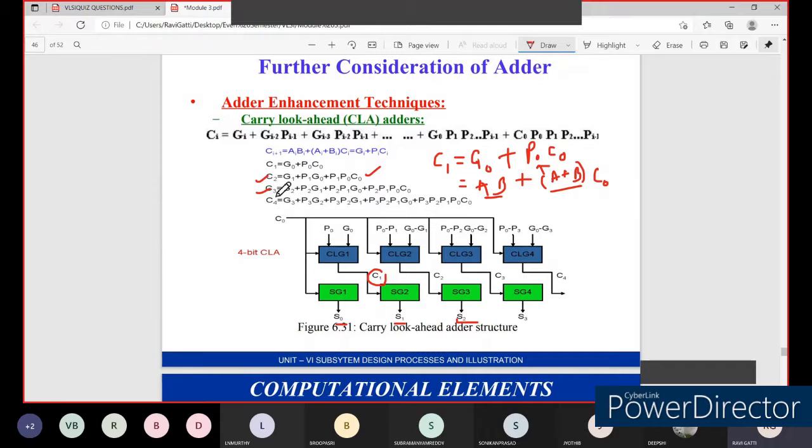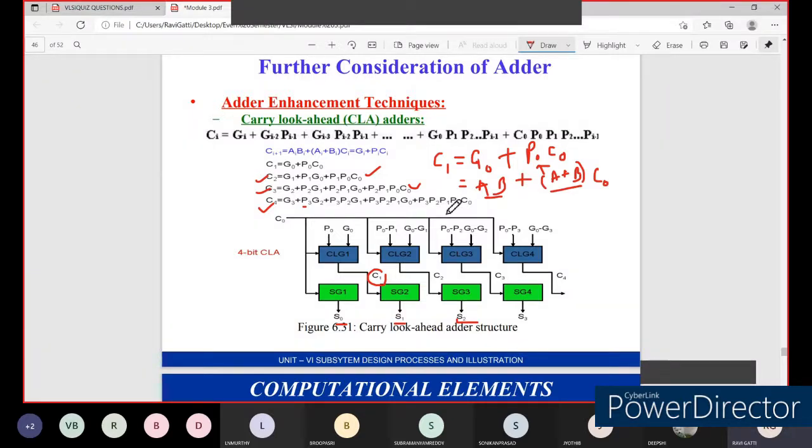Similarly, for the third bit carry, how can I generate it? It is G2 plus P2 into C2. What is C2? It is this one. So therefore P2 G1 plus P2 P1 G0 plus P2 P1 P0 C0 you'll be getting. Similarly for the last carry, it is G3 plus P3 into C3. What is C3? C3 is nothing but this, so I need to multiply over here, and if I multiply this, you'll be getting these values.